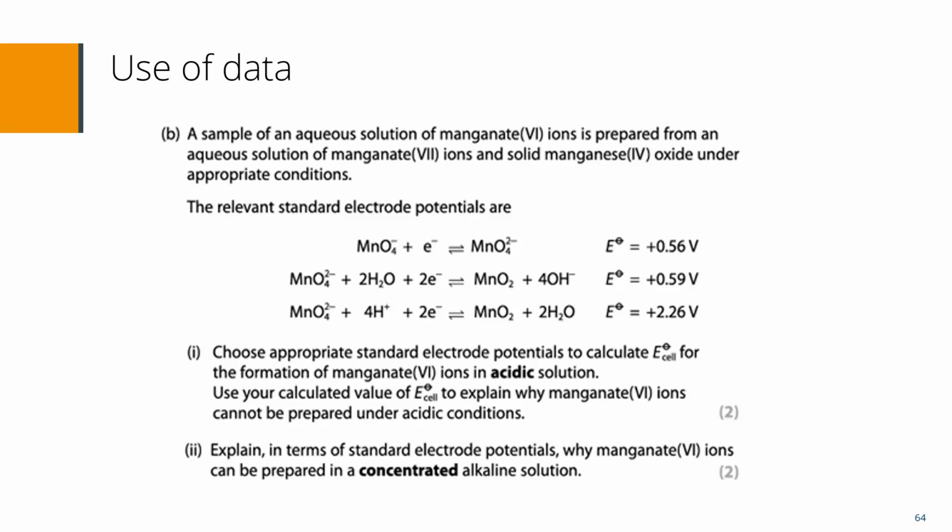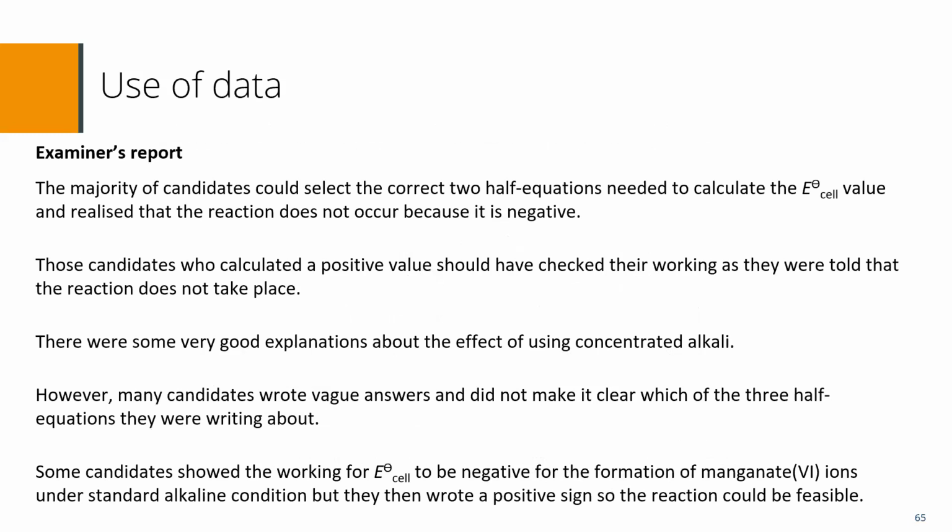And then explain in terms of standard electropotentials why manganate 6 ions can be prepared in a concentrated alkaline solution. So you can see the use of data. Okay, interestingly, here's the examiner's report on this. The majority of candidates could select the correct 2 half equations needed to calculate E0 cell value and realise that the reaction does not occur because it is negative.